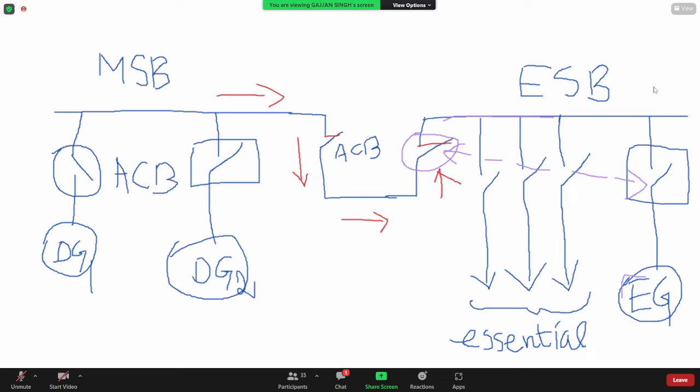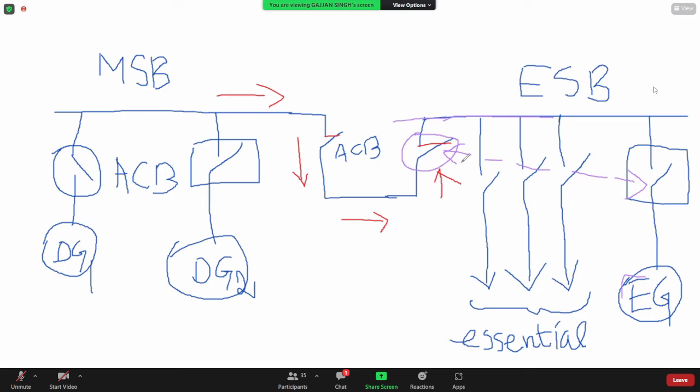So I'm giving you 2-3 minutes break. Just make a rough drawing. DG1 through air circuit breaker feeding main switchboard. DG2 through air circuit breaker feeding main switchboard. From main switchboard through breaker, one breaker on emergency switchboard, feeding emergency switchboard. Then emergency generator feeding the emergency switchboard.